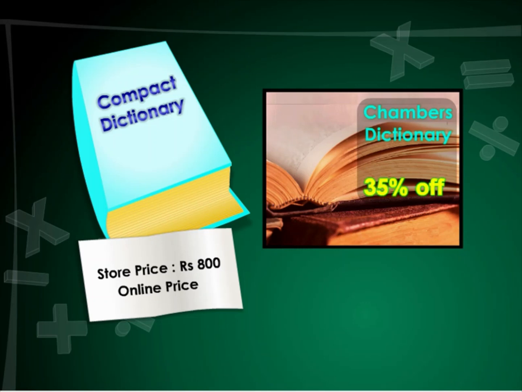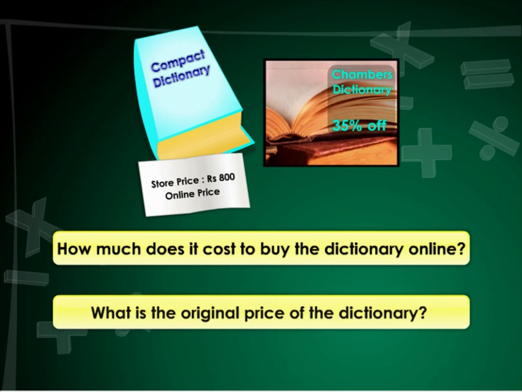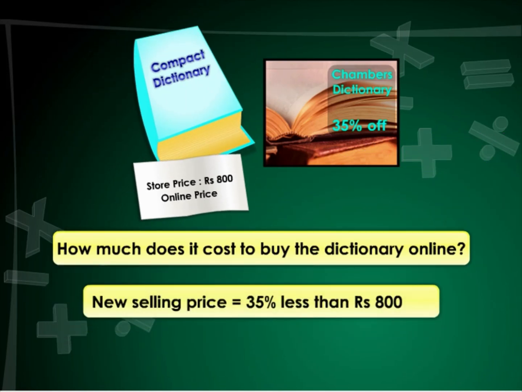What does 35% off mean in this advertisement? 35% off in this advertisement means Nisha can get a price 35% less than the store price when purchasing a book online. Nisha found a dictionary she's looking for. She wondered how much it costs to buy this dictionary online. Let us find out. What is the original price of the dictionary?